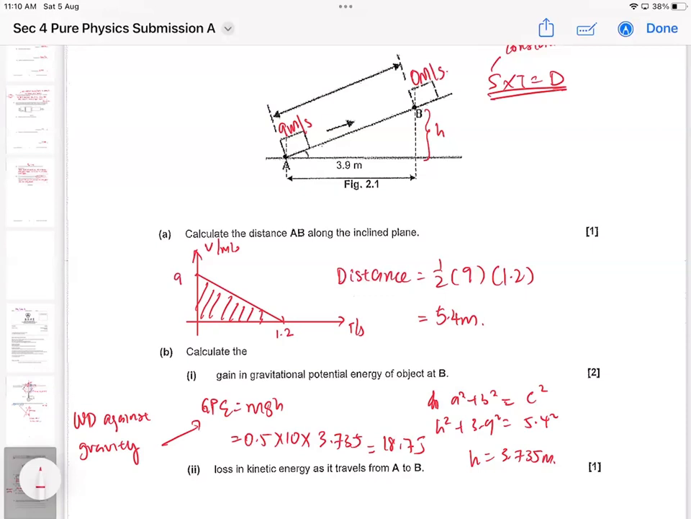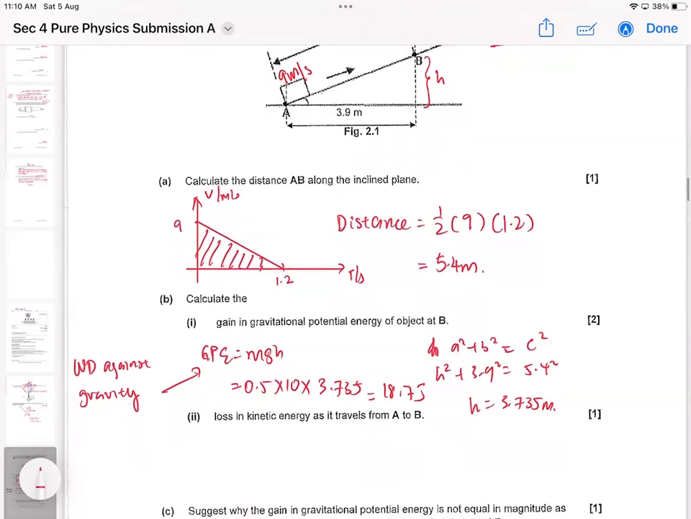All right. So the next part here, we have loss in kinetic energy. Essentially, the kinetic energy from a velocity of 9 to 0. So this is just straight off half mv squared, because all the energy here is lost. So we have half times mass, which is 0.5, times v squared, 9 squared. So we have about 20.3 joules.